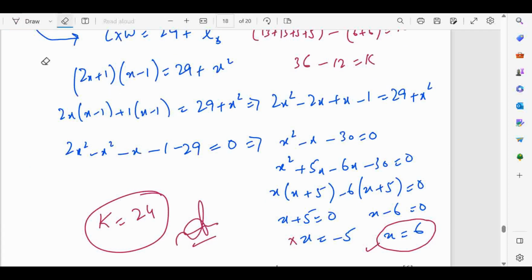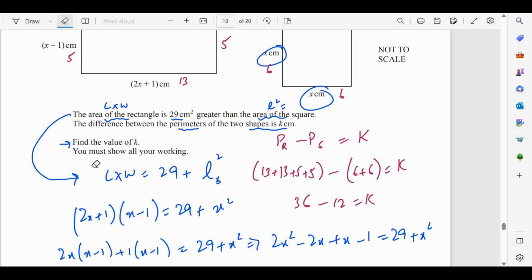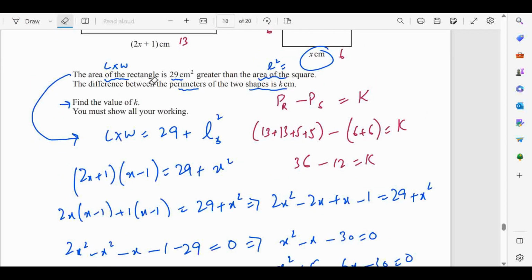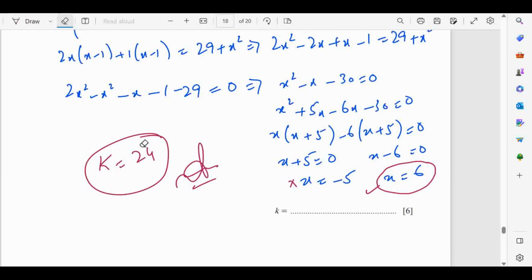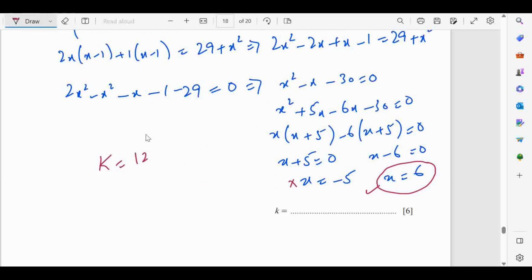But there is a slight correction over here: this square has 4 sides. So the perimeter for the square must be plus 6 plus 6. So 36 minus 24 is equal to k. So k will be equal to 12. This must be the final answer.